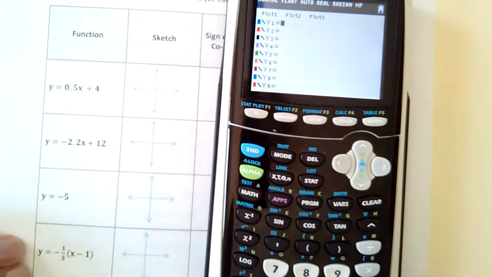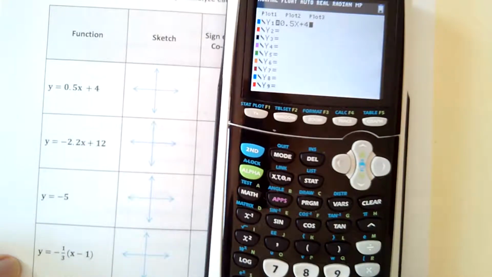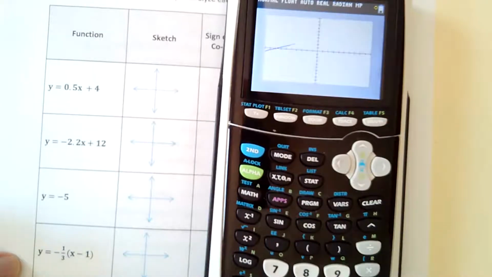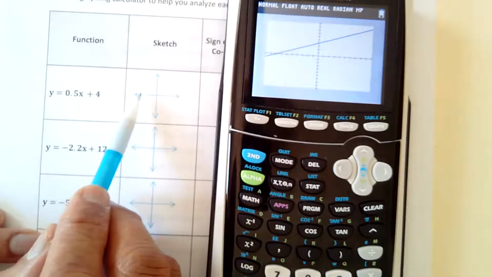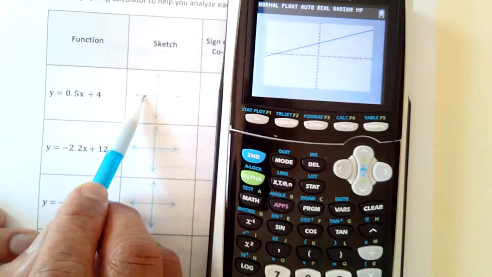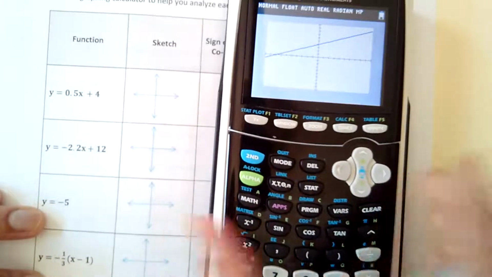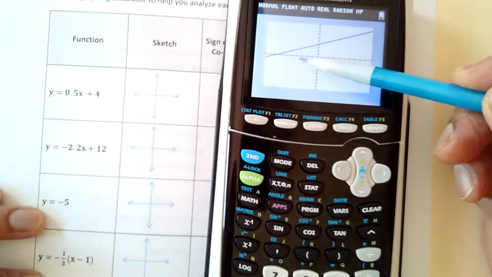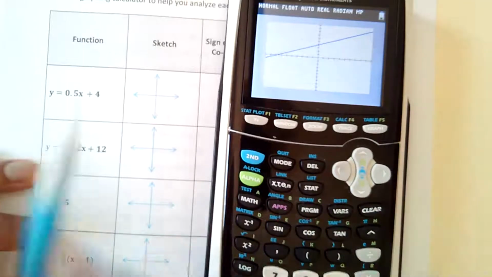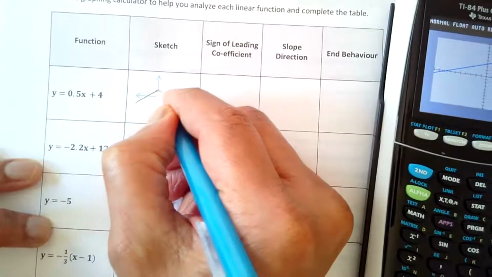Now you can put 0.5x plus 4, and graph. Now notice this is going from quadrant 3 to quadrant 1. So we'll do a sketch of that graph. Now it crosses the x-axis. 1, 2, 3, 4, 5, 6. So we'll find exactly where it crosses the x-axis. So we know it's going up. So we'll do a sketch of it. You don't have to be specific in this case here.